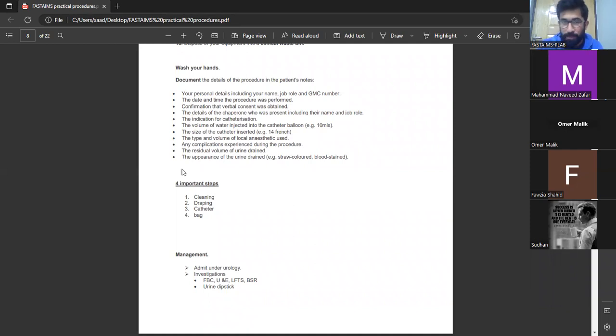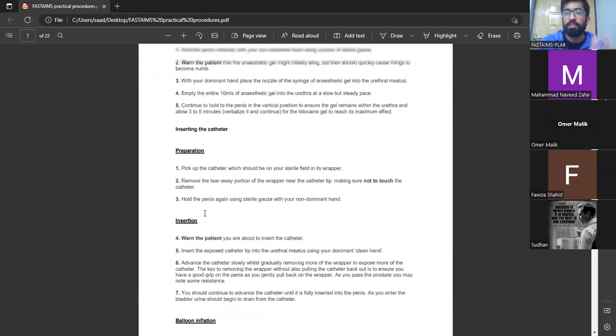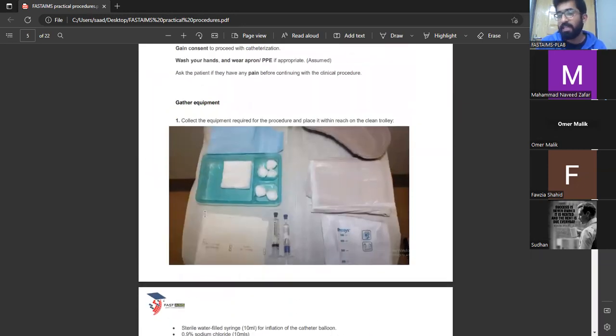Now, when I was preparing for PLAB 2, I made this. When you're performing in the real exam, because of the stress, you miss out some steps. Some people miss draping, some people miss cleaning. So when I was preparing, I made these 4 steps. The 4 steps necessary to perform urethral catheterization are cleaning, draping, catheter, and bag. I divided the equipment as well. Gallipot is for cleaning, drape is for draping, kidney tray is for the catheter, and there's a urine bag.